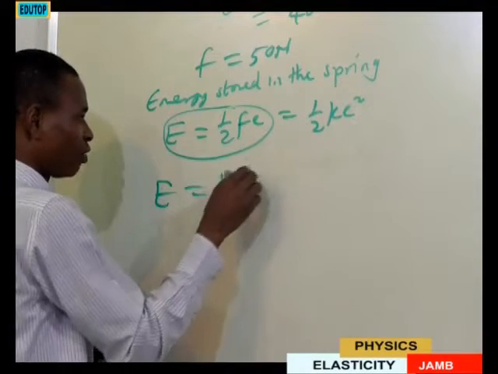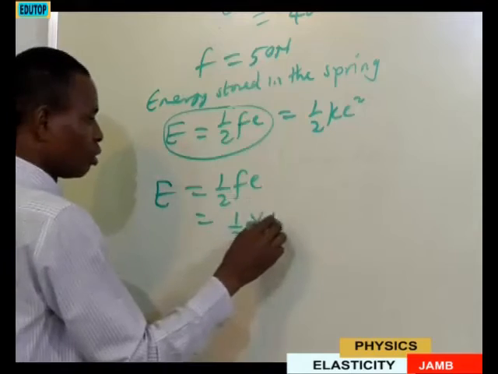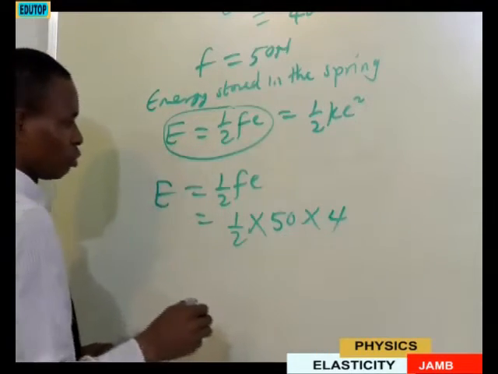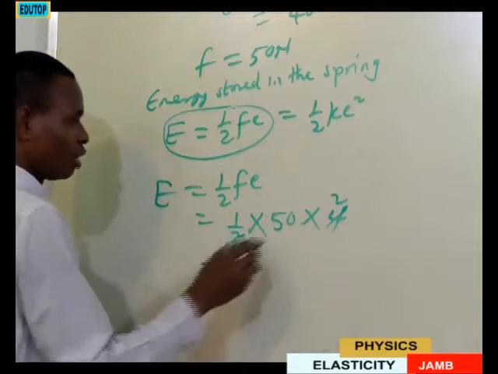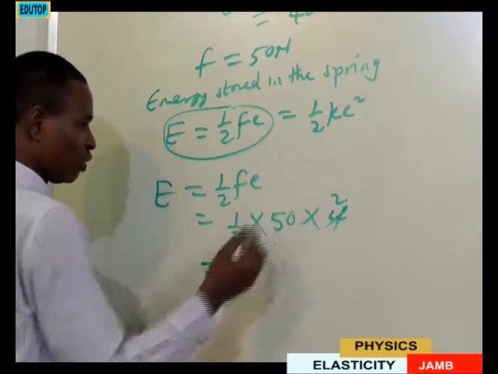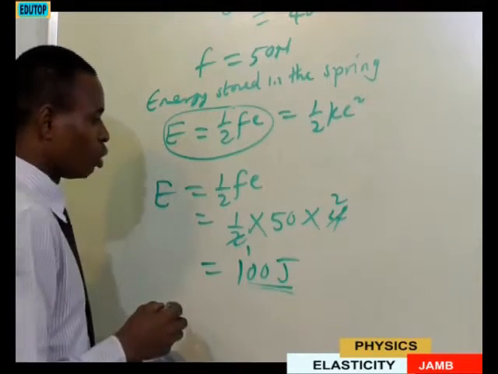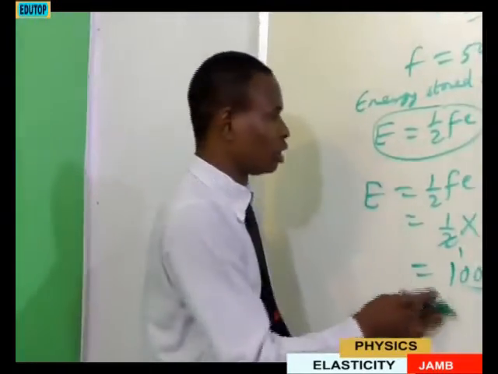We have Fe, which is half times F, 50. Extension now is what? 4, which is equal to 2 here 1, 2 here 2. 2 times 50, 100 joule. 100 joule, and that is the energy stored in the spring.